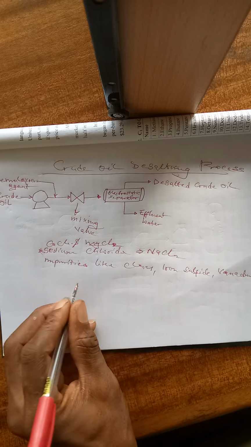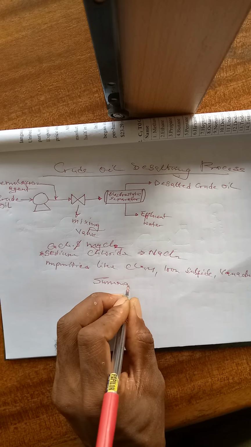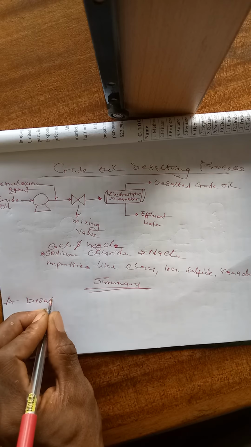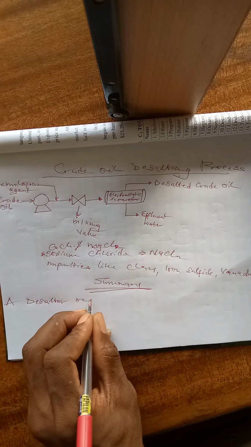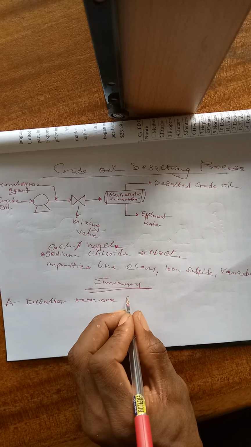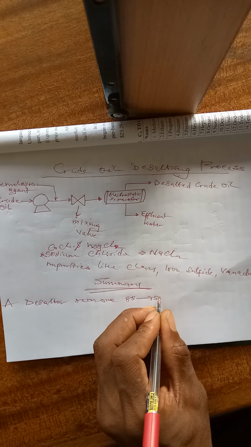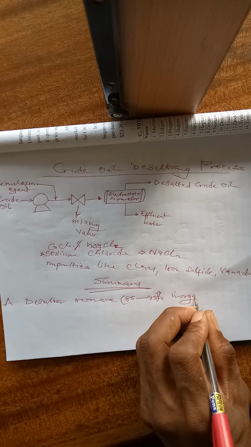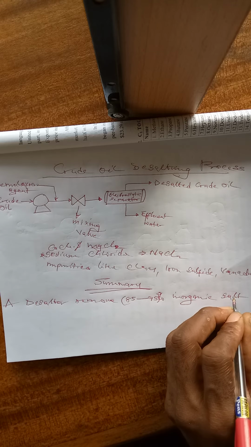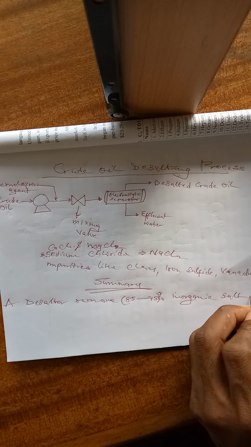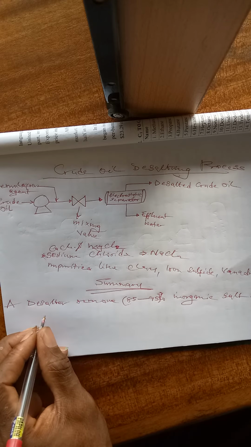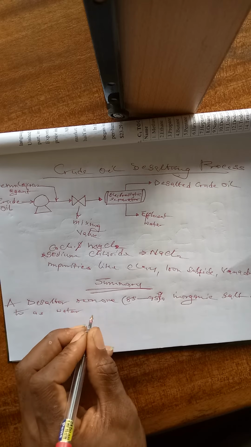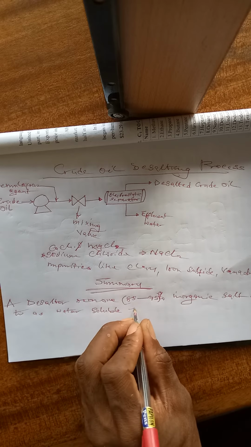So in summary, a desalter removes 85 to 95% inorganic salts that we can also refer to as water soluble salts.